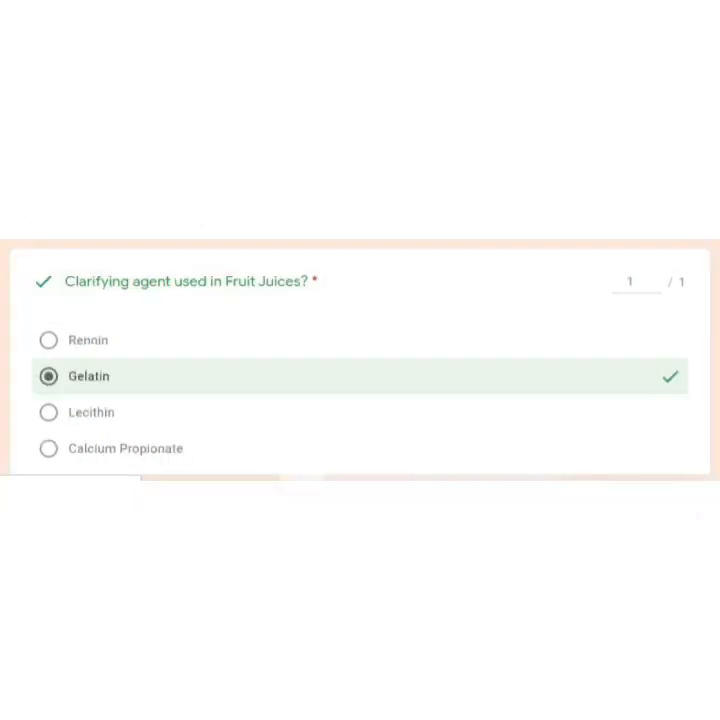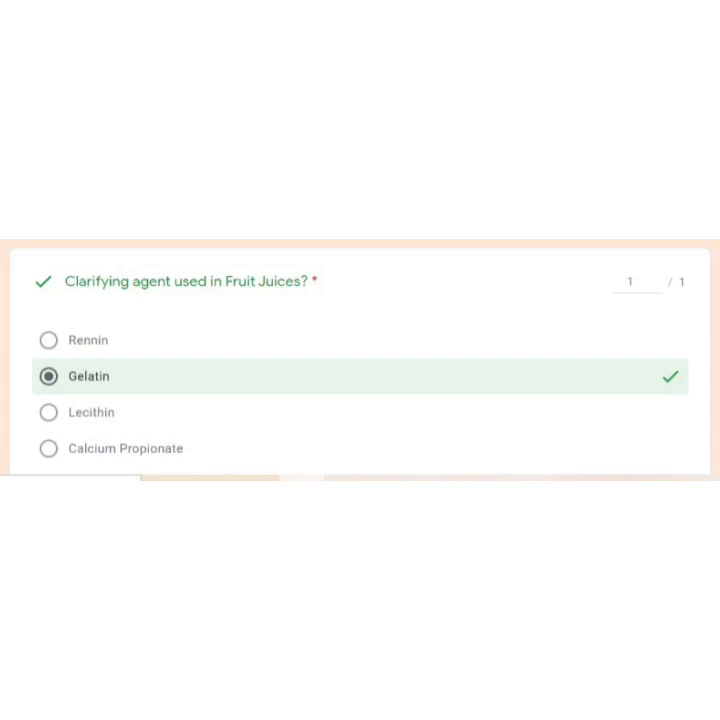Next question. Clarifying agent used in fruit juices. What is a clarifying agent? Now, if you must know, when we extract a fruit juice, there are some fine fiber particles that make the juice look hazy. In order to reduce those fibers and to coagulate them, we use certain clarifying agents. Examples of these agents are gelatin and pectin.